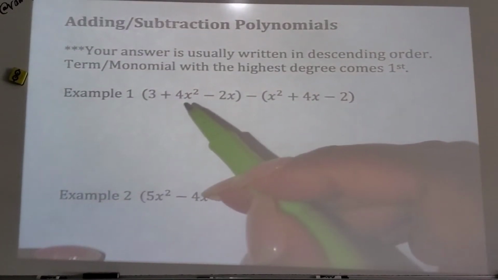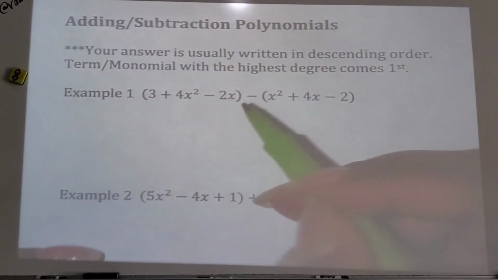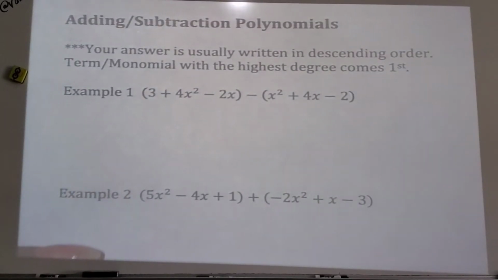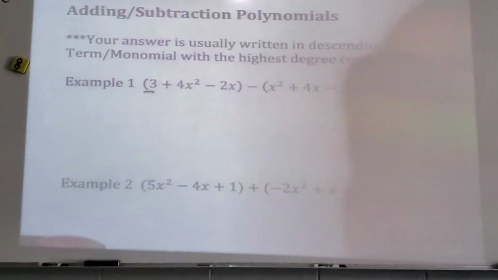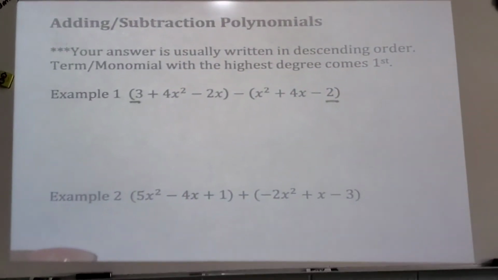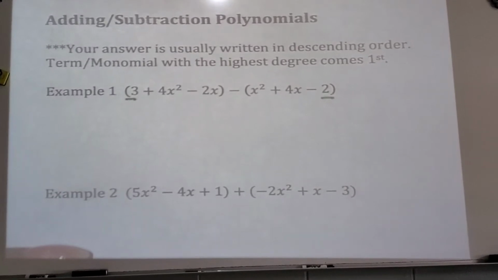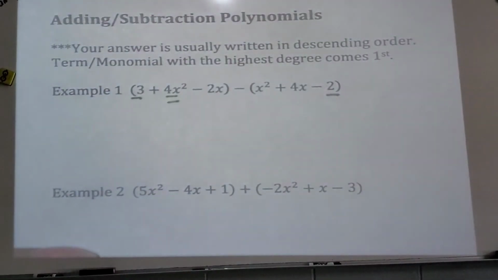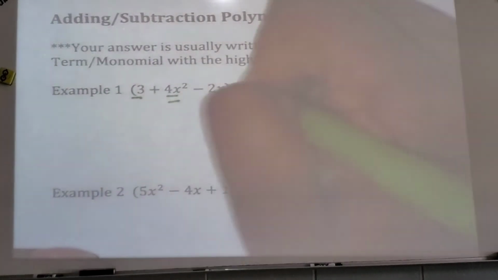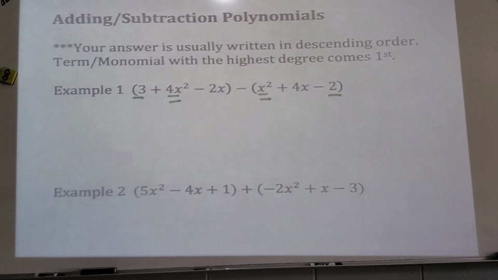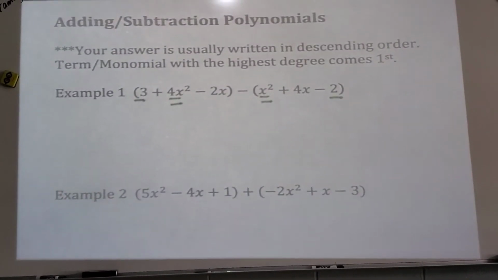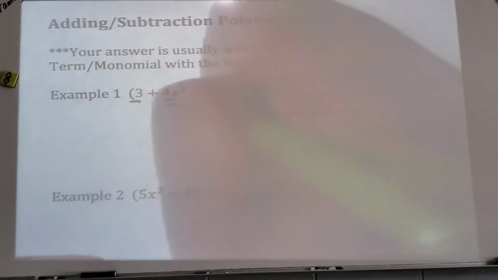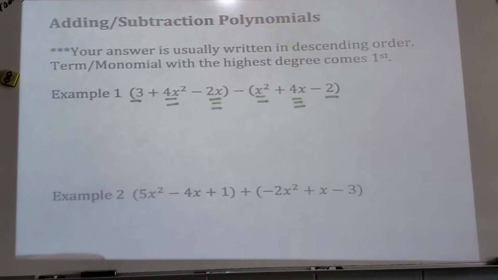3 plus 4x squared minus 2x minus x squared plus 4x minus 2. The first number is a 3, and that's a constant. I'm going to put one line under my constant. The next term is 4x squared on the left. On the right, I have x squared. So I'm grouping the like terms. The last term is a negative 2x. I'm going to put 3 lines under that term.